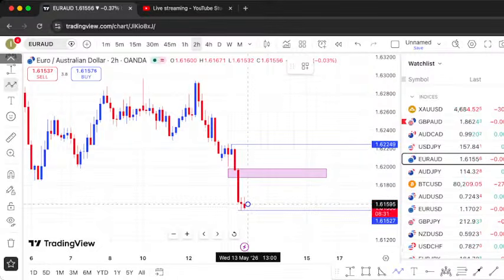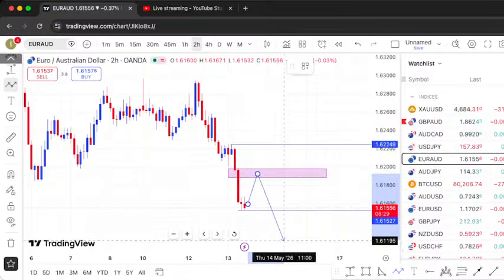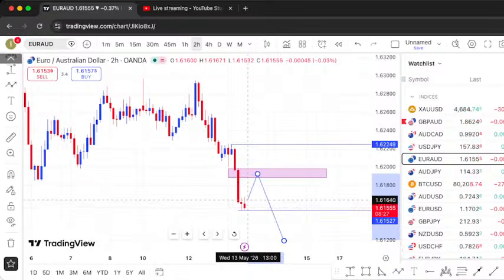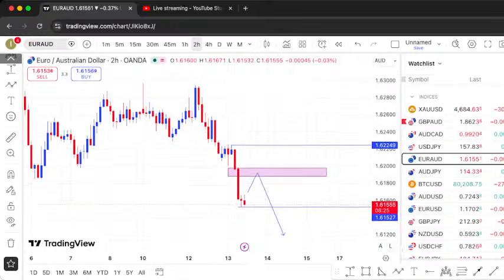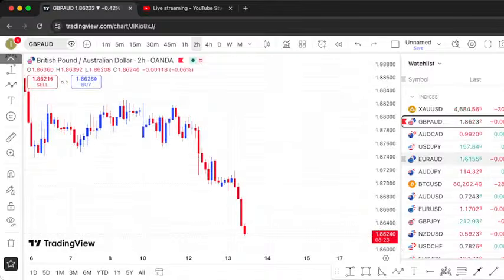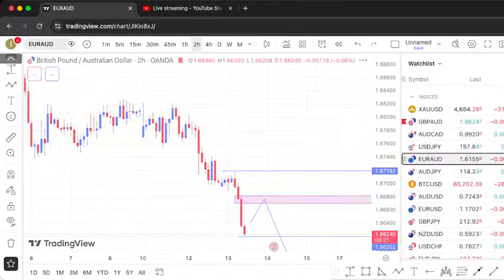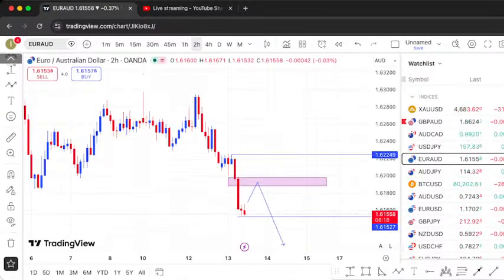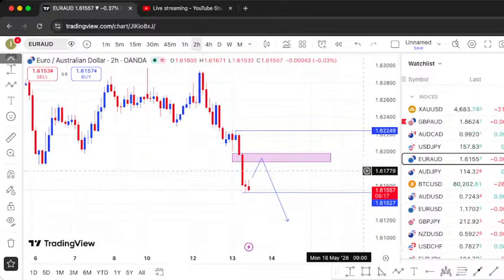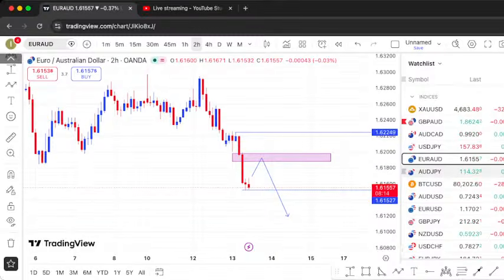So if this market is going to retest back to this zone, that's when I'm going to take those short positions on Euro AUD to have those sells. Remember, they are positively correlated with Euro AUD. GBP AUD, that's how GBP AUD looks like, and Euro AUD, that's how Euro AUD looks like. So they are positively correlated. So ladies and gentlemen, that's my view on Euro AUD and GBP AUD.